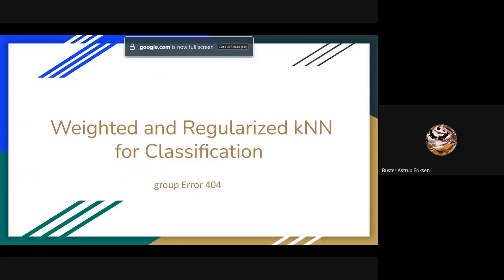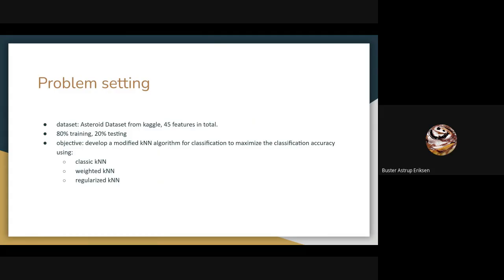All right, this is less than half of a group here for the work on the KNN of asteroid data. So first of all, we have this asteroid data set from Kaggle. It has 45 features in total. Most of those will not be used, as that is maybe a little bit too much for our small brains to comprehend. Then we're going to split the data set into 80% training and 20% testing. This is usually done using the scikit-learn package.